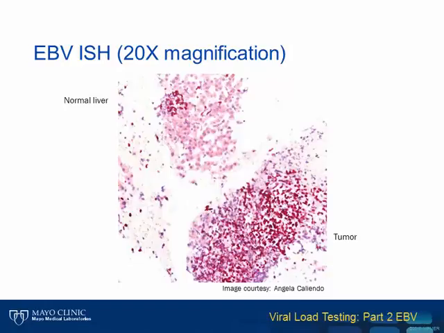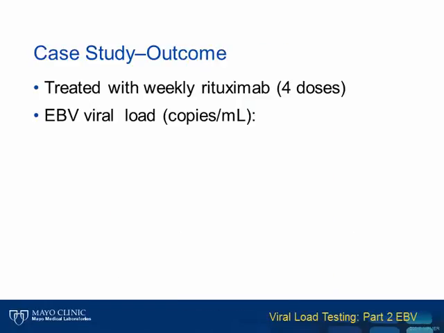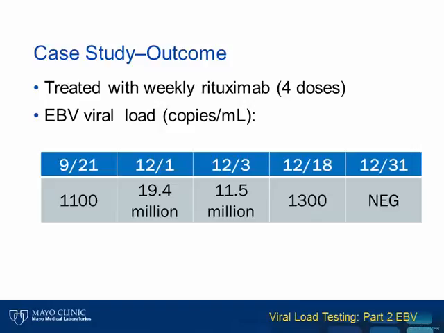Based on these findings, the patient was diagnosed with EBV-associated PTLD and treated with weekly rituximab over the period of 1 month. His EBV viral load was monitored over this time and showed a dramatic reduction while on therapy, dropping from 19.4 million copies per ml to negative just 1 month later.